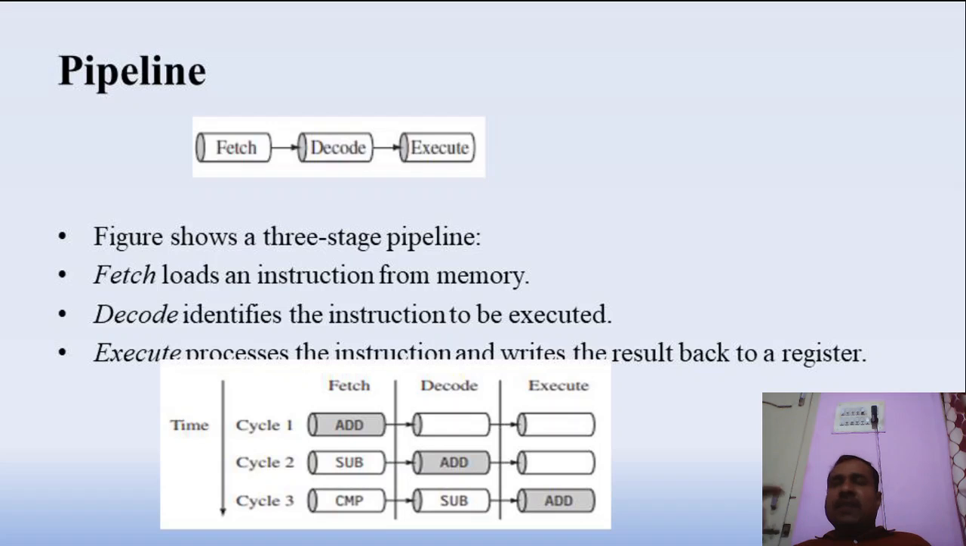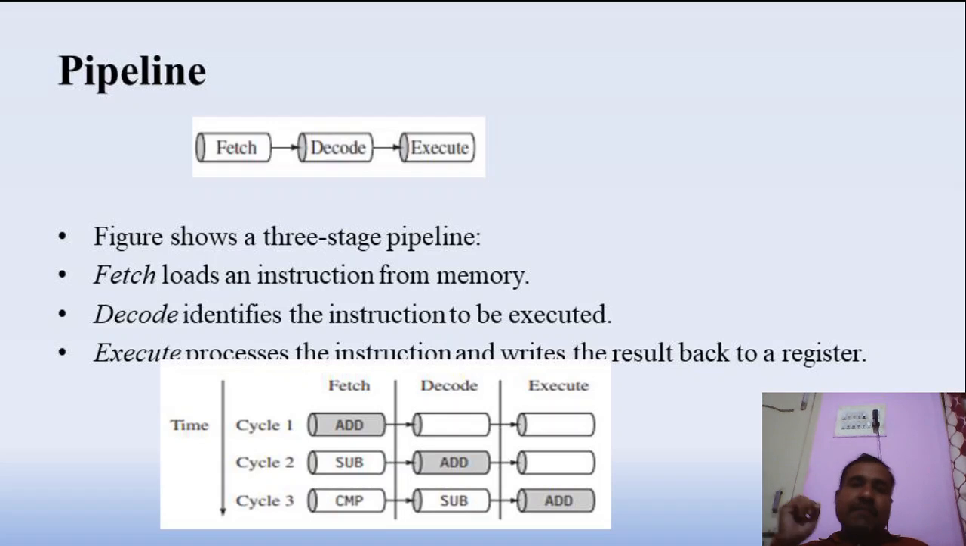Different processors have different stages of pipeline: 3 stage, 5 stage, 7 stage, like that. A three-stage pipeline will have three operational units: fetch, decode, and execute. Fetch loads the instruction from the memory. Decode translates the instruction, gets the meaning of that particular instruction, tells what needs to be done, and generates the control signals. Execute will process that instruction and store the result back into the register.